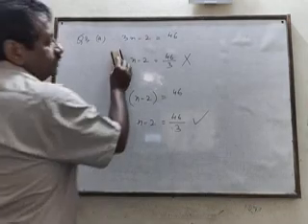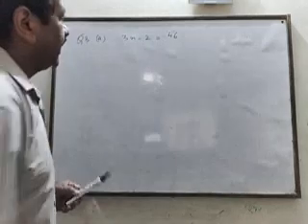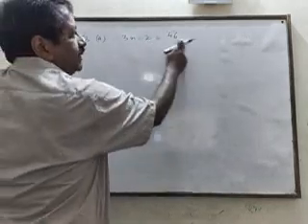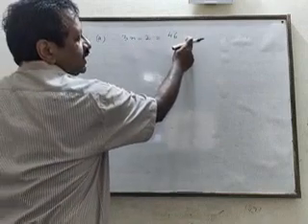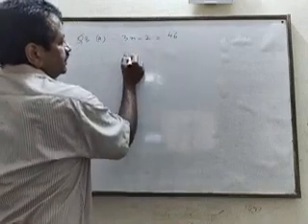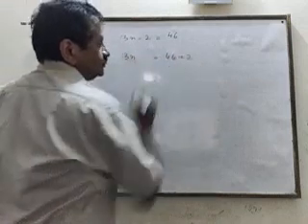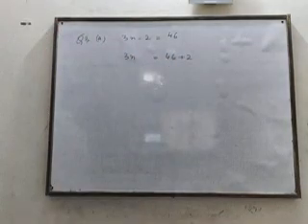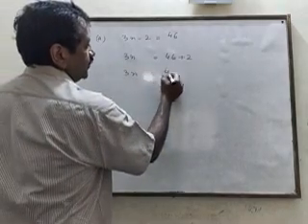So this is wrong. So what is right? Right is, first take this number to this side. This is minus 2. It will go there and it will become plus 2. 3n equal to 46 plus 2. So 3n equal to 48.